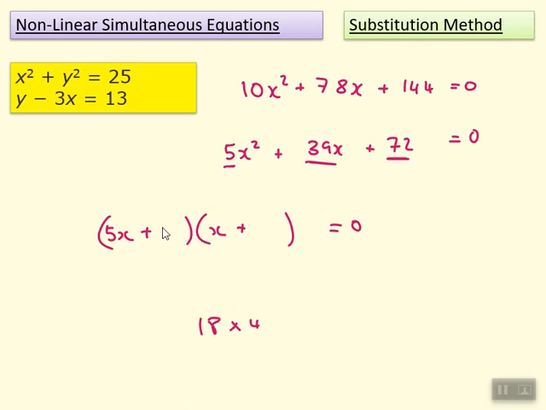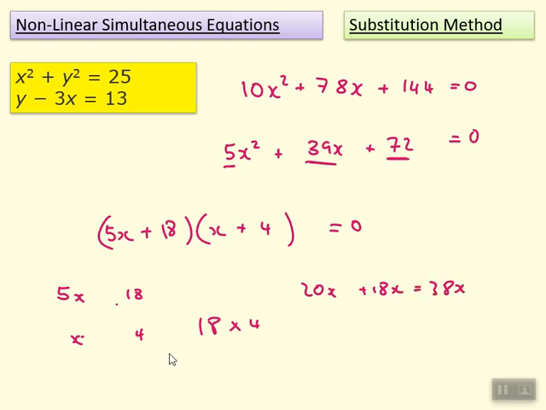So if I put the 18 there and the 4 there, if I multiply out the middle two, actually, you know, it's probably best to write it like this: 5x and x, and 18 and 4. So 5x times 4 is 20x, and x times 18 is 18x. Okay, that gives us 38x, not quite 39.